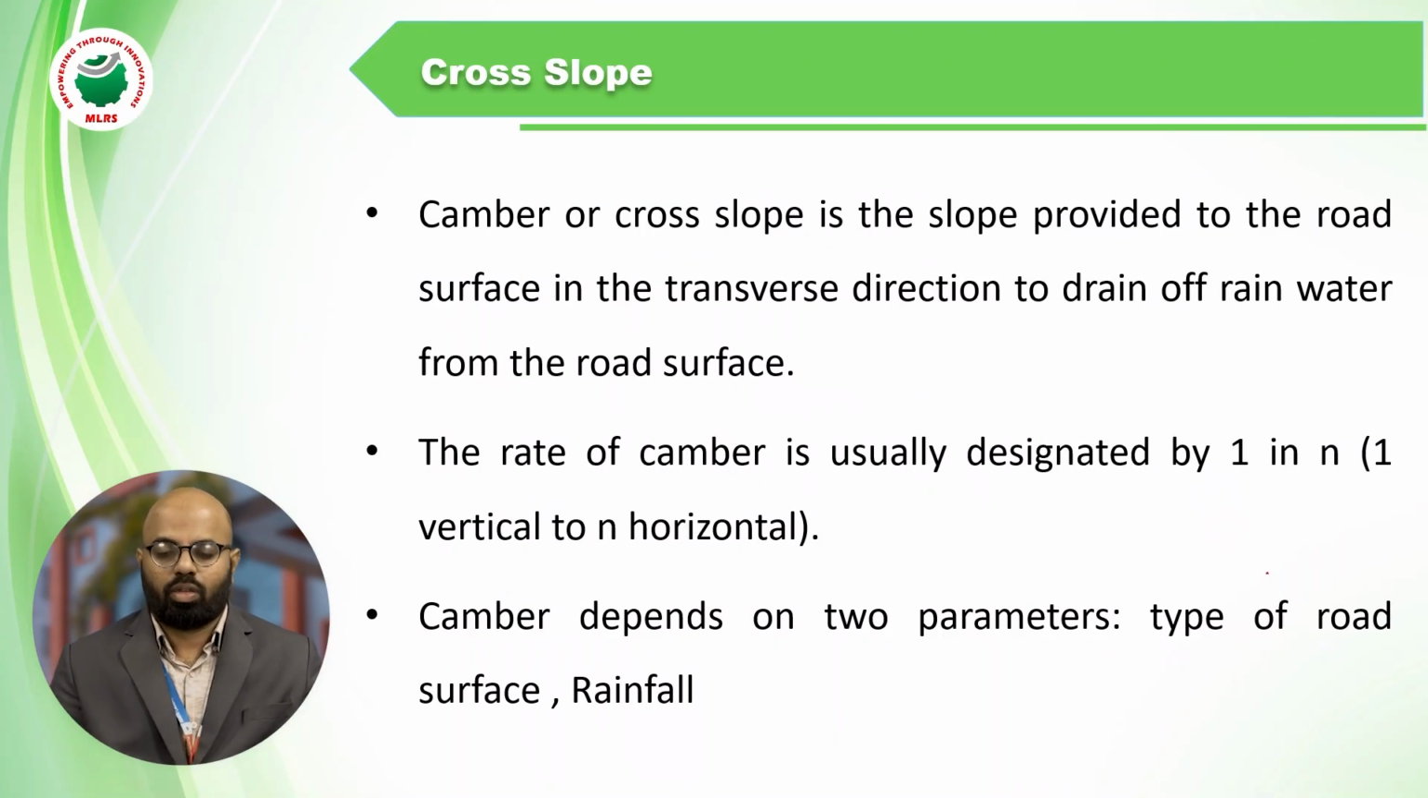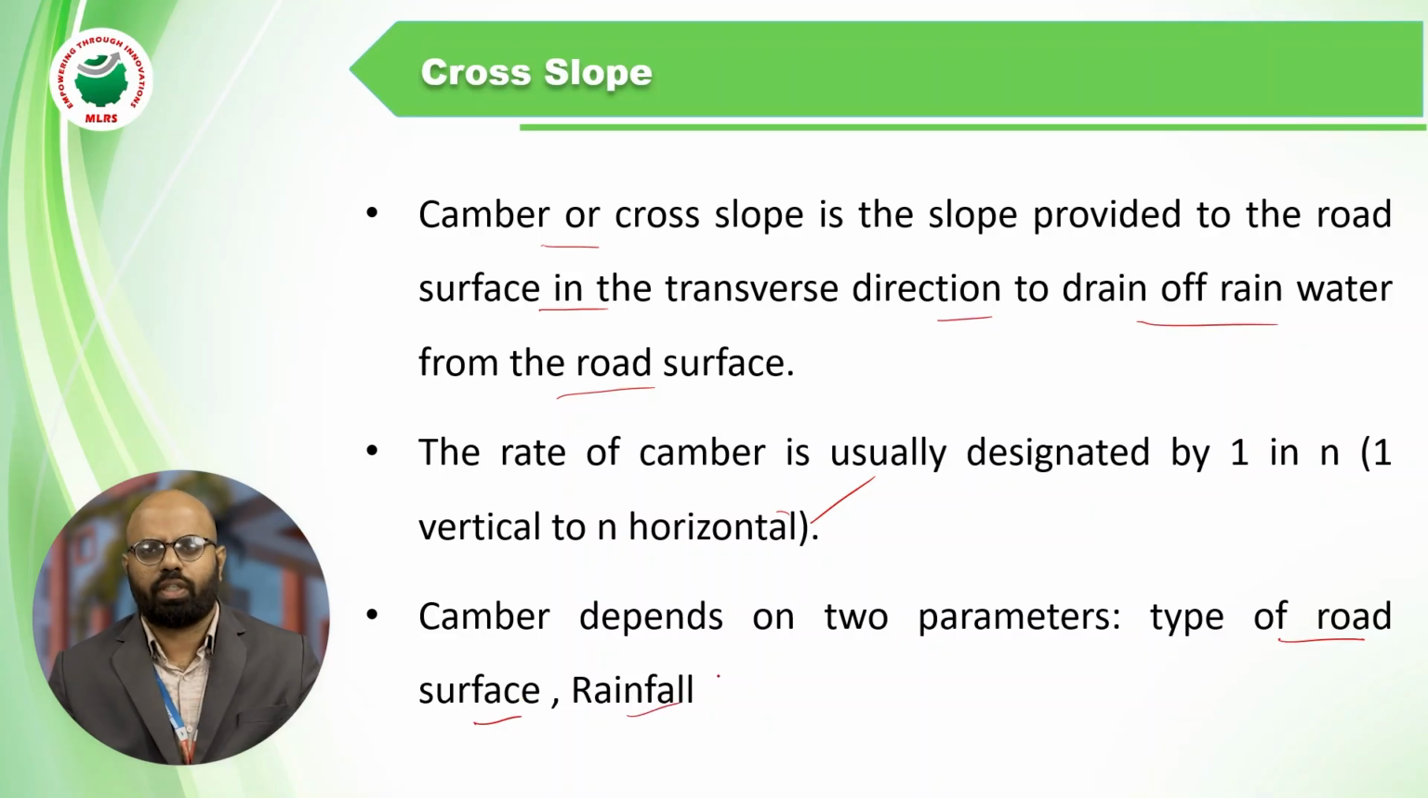And the next is cross slope. As discussed in the terrain classification, camber or cross slope is the slope provided to the road surface in the transverse direction in order to drain off the rainwater from the road surface. The rate of camber is usually expressed as 1 in n, that means 1 vertical to n horizontal. Camber mainly depends on two parameters, that is the type of road surface and rainfall.